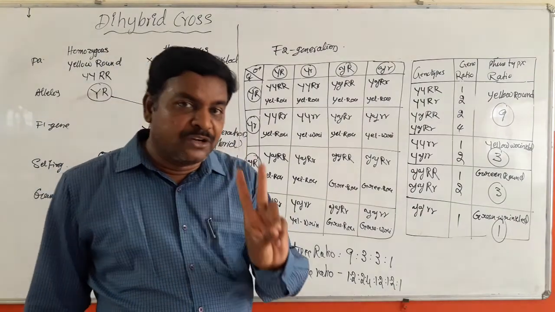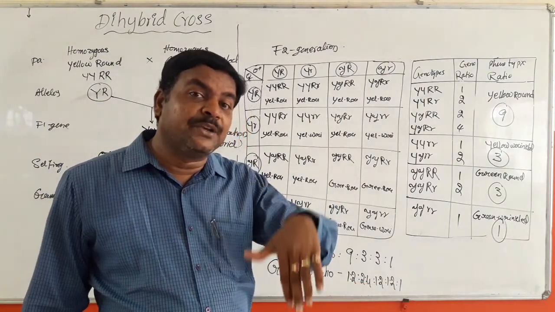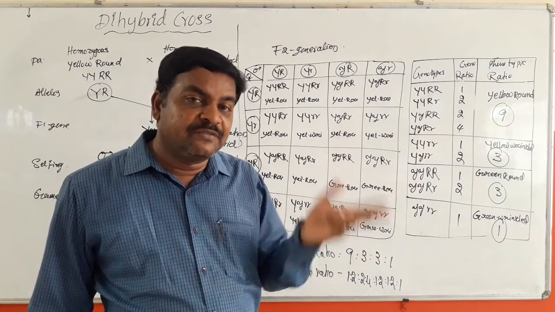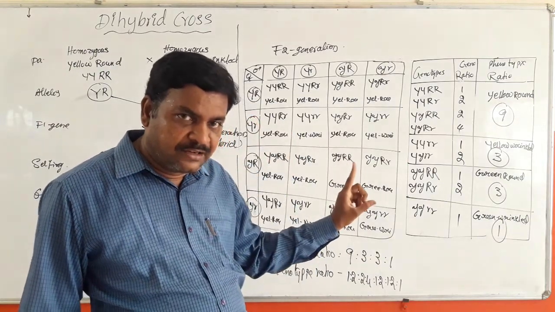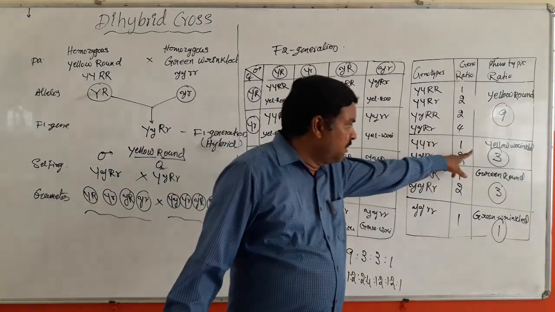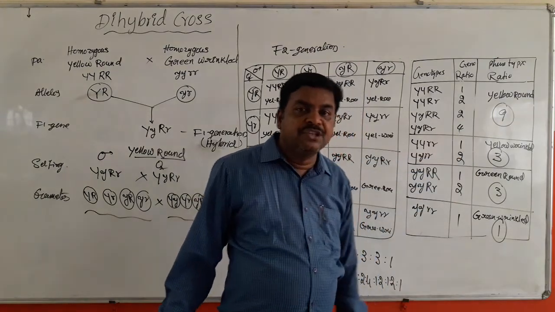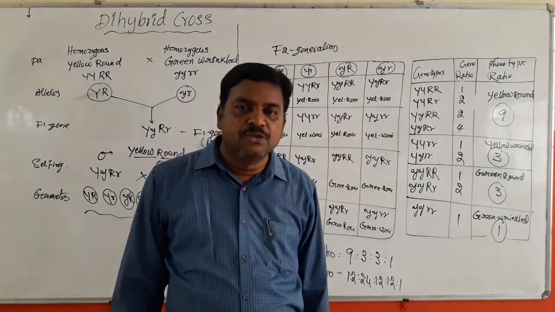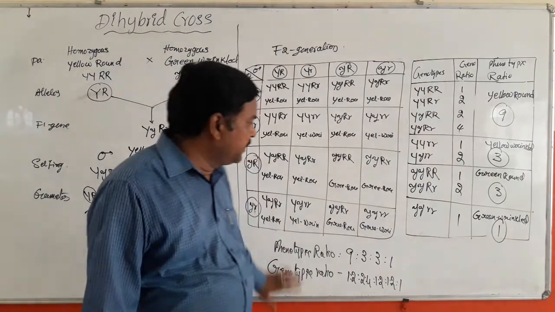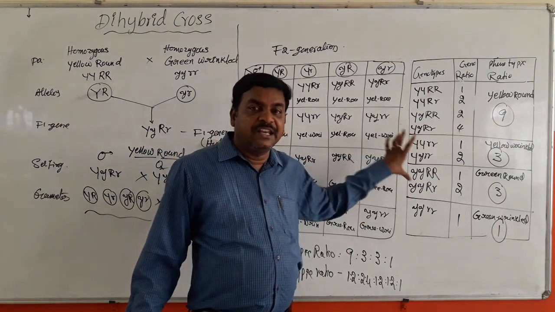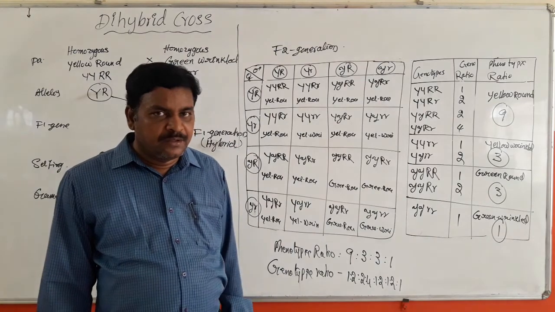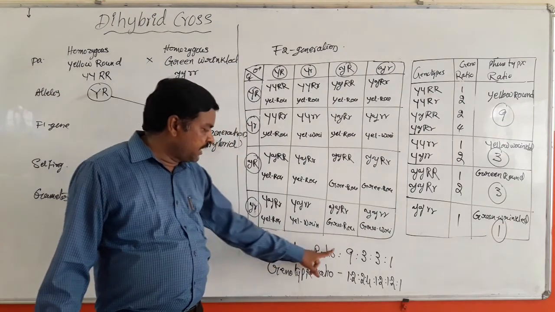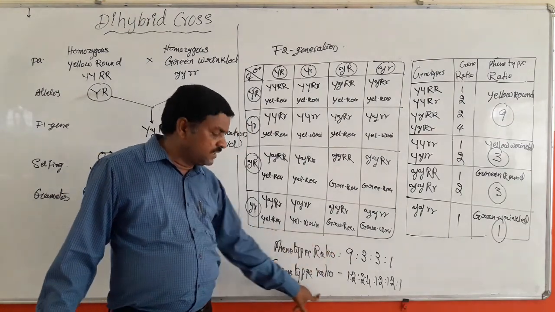In addition to the 2 phenotypes of the parents, 2 additional phenotypes are called recombinant phenotypes. In addition to the 2 parental phenotypes, yellow round and green wrinkled, 2 recombinant phenotypes called yellow wrinkled and green round are formed. Total 4 phenotypes are formed. Of these, 2 are parental phenotypes and the remaining 2 are recombinant phenotypes. So there are a total of 4 phenotypes. This is the phenotypic ratio and this is the genotypic ratio.